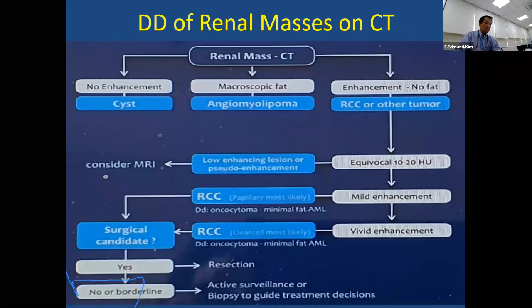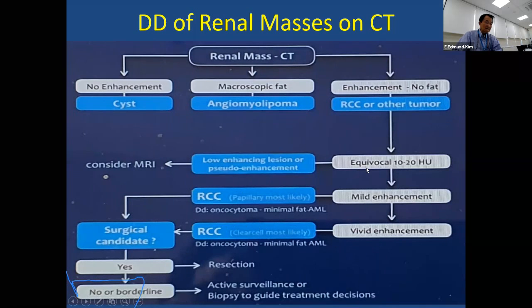So on CT, you have to check fat first. If there's a fatty, low density, that's angiomyolipoma. Enhancement: renal cell is highly vascular. No enhancement, that's a cyst. If there's enhancement, how much? Mild, vivid, very vivid is renal cell.